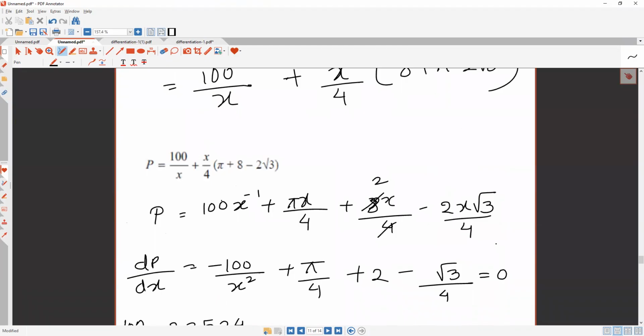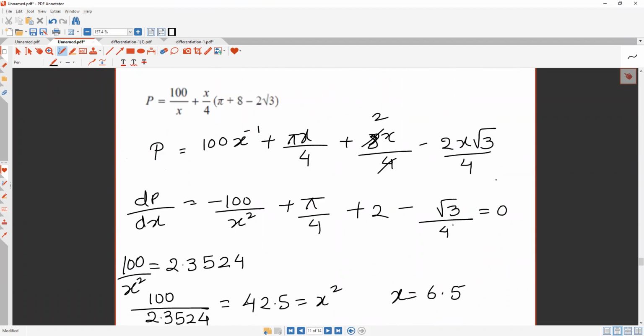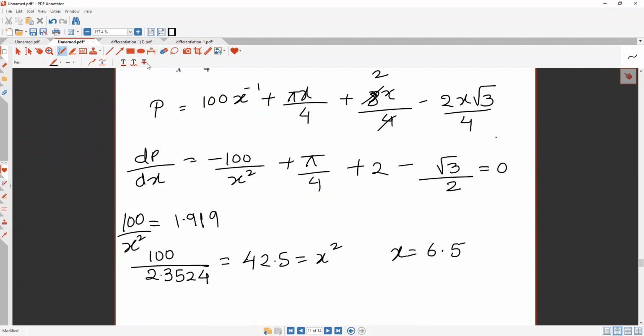Okay, so I have 100 by x square, pi x by 4, 8x by 4, minus 2x root 3 by 4. Acha, I made a mistake here. This is supposed to be 2. Okay, so let me do this again. Pi by 4 plus 2 minus root 3 divided by 2. Fine, 1.919. This is supposed to be 1.919.